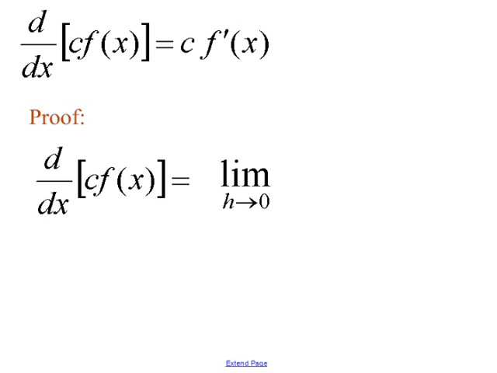All right, so we got a couple rules here for our derivatives. If we have a constant times a function, then that is the same thing as the constant times the derivative. So if we're taking the derivative of a constant times a function, it's the same thing as taking the constant times the derivative of that function. All right, let's prove it.